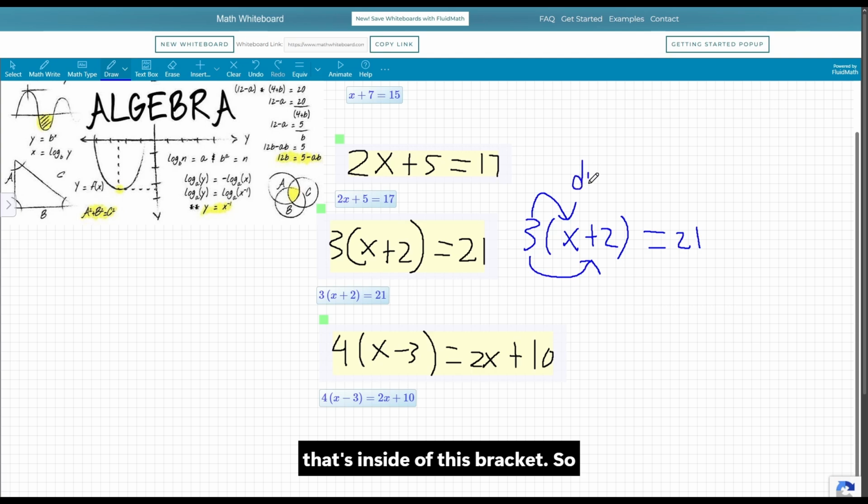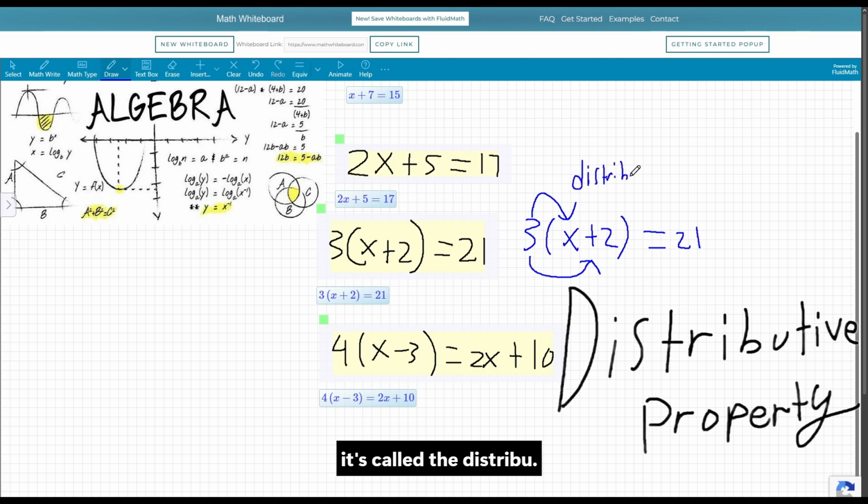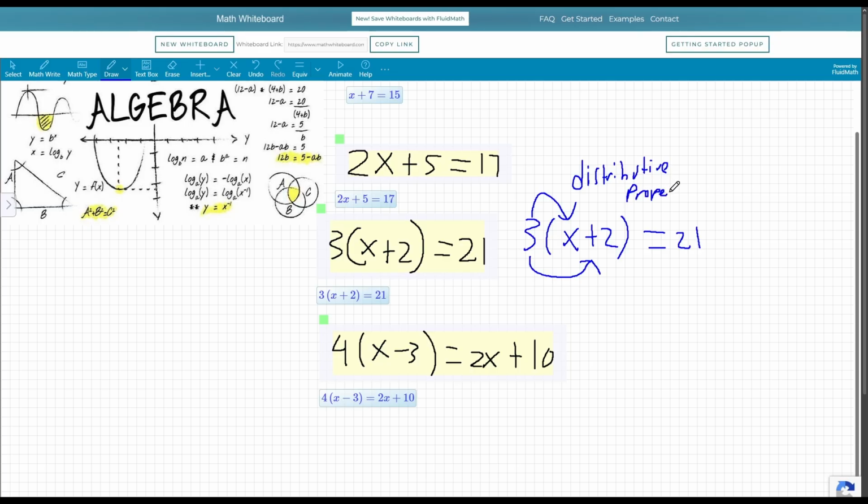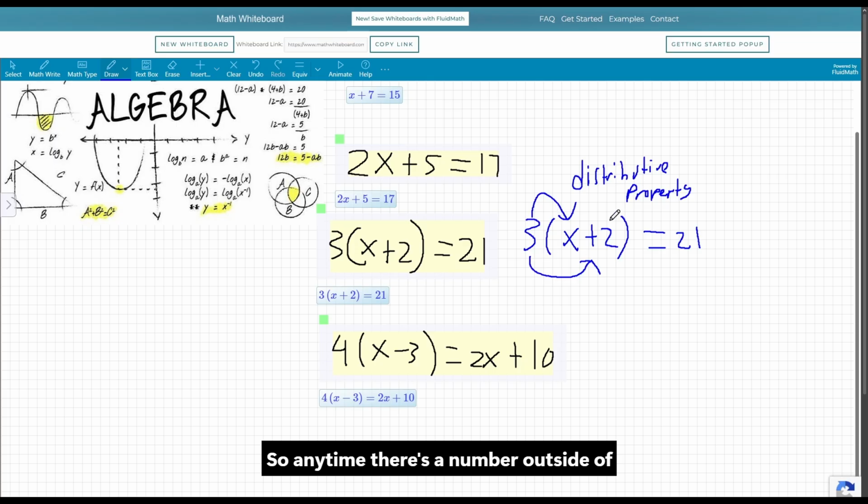So it's called the distributive property. Anytime there's a number outside of brackets enclosing something in, you would distribute what's on the outside into everything that's on the inside. This will come later on in the factoring unit, so it's good to know. So after you distribute it, you get 3x plus 6 equals 21.